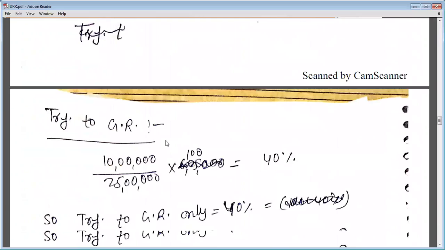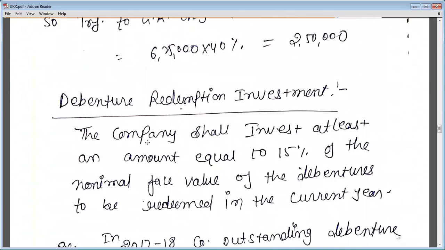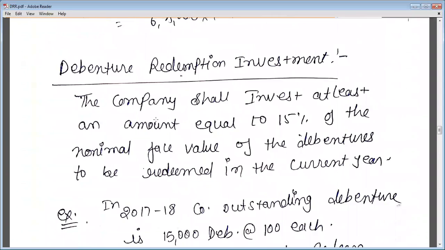So let's move on to the next portion, that is debenture redemption investment. So let's see what is debenture redemption investment. The company shall invest at least an amount equal to 15% of the nominal face value of debentures to be redeemed in the current year. So what is DRI? DRI is basically the amount which a company has to invest in any government bond, any government securities, or any other securities.